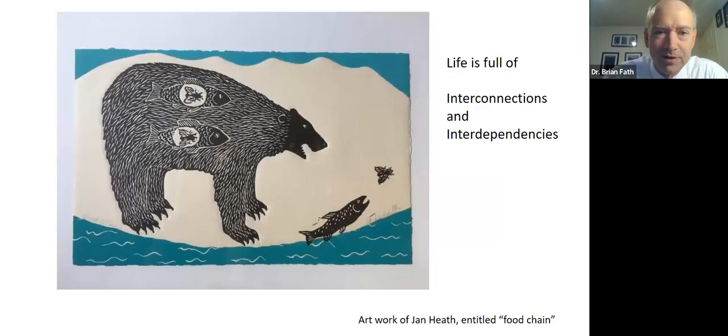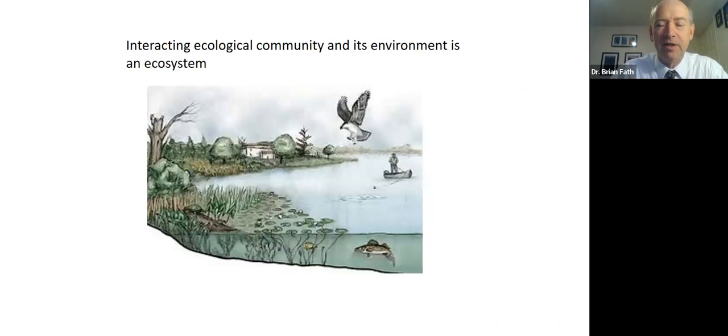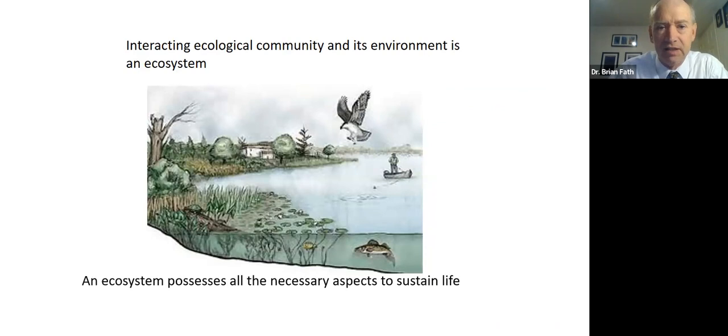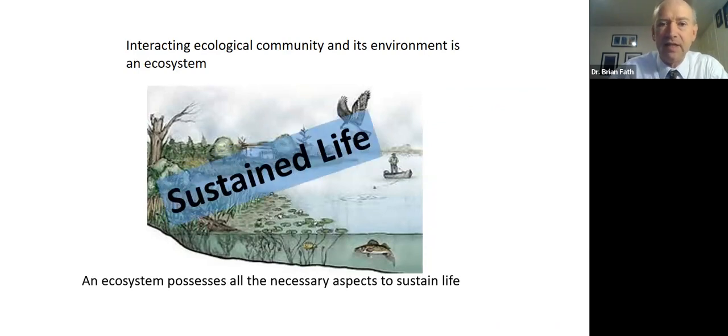Here's some artwork that showed up in our book about how any organism is really made up of all the organisms that it eats and so on. So if we could actually see the food webs inside ourselves, we might again appreciate this better. But in terms of our discrete life model, what we are proposing is that recognizing again that an interacting ecological community and its environment is actually an ecosystem, and that sustained life happens at the scale of the ecosystem.